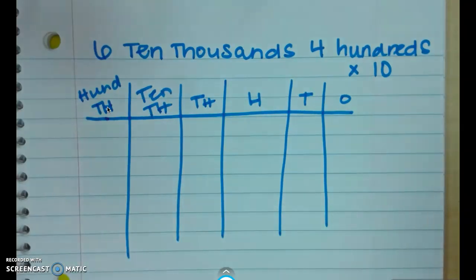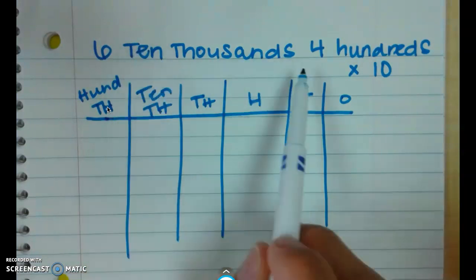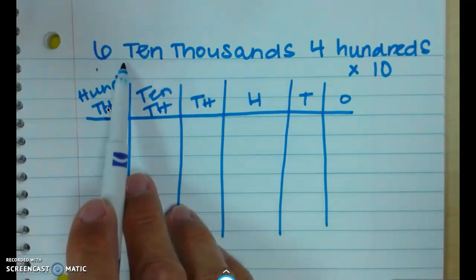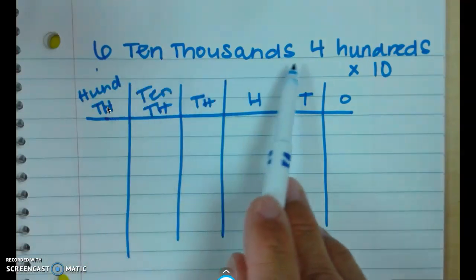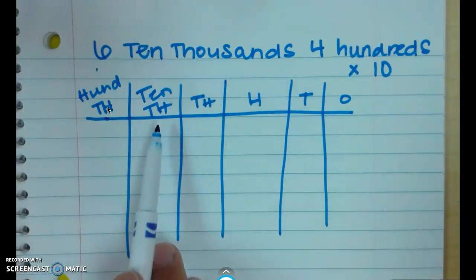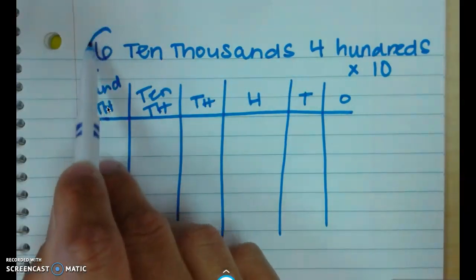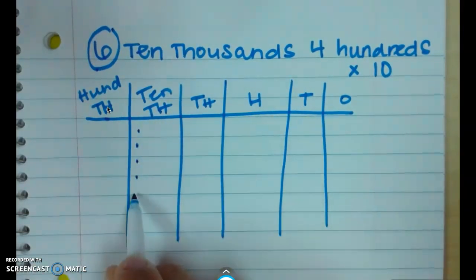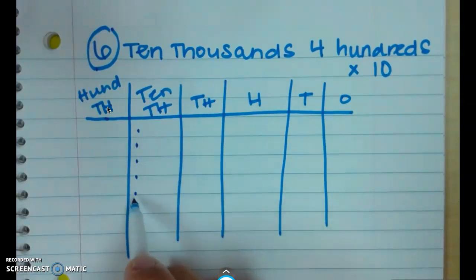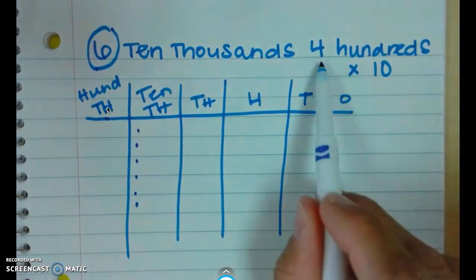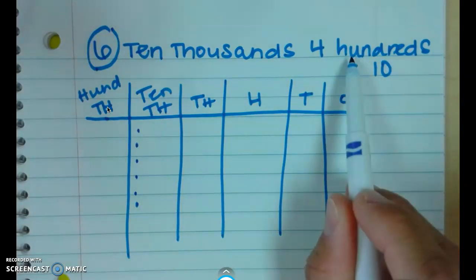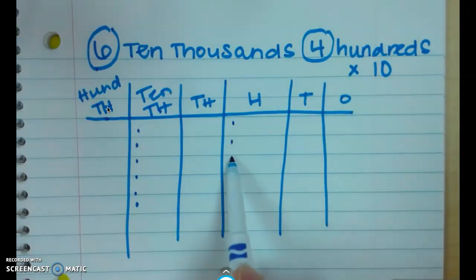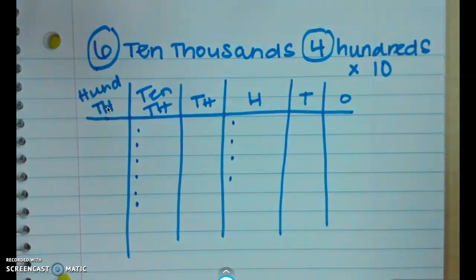Now that I have my place chart set up, I can go ahead and plug in the numbers that they gave me. 6 10,000s. It's really important that you read this whole thing. 10,000s. So I need to go to the 10,000s place, and I need to add 6 of them. I have 6 10,000s. Put 1, 2, 3, 4, 5, 6. Okay. 4 hundreds. I'm going to go to the hundreds place, and I have 4 of them. So I'm going to add 1, 2, 3, 4 in the hundreds place.